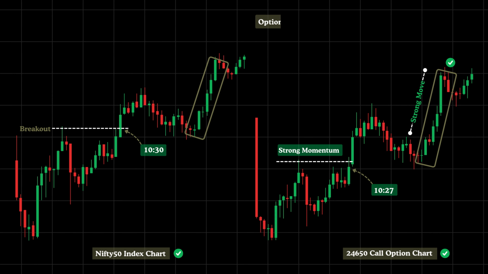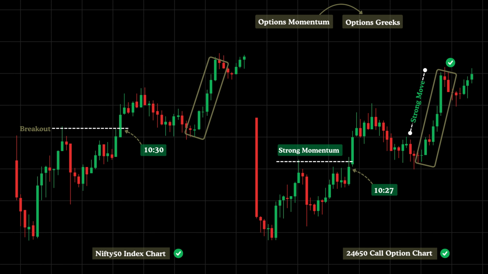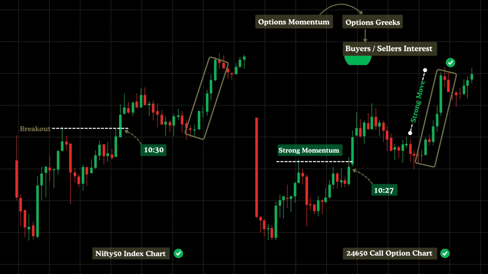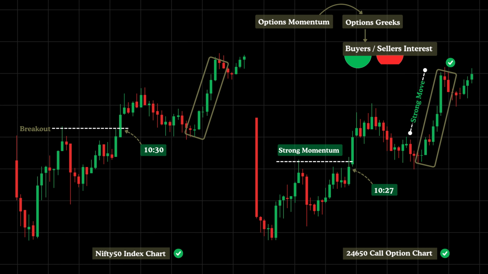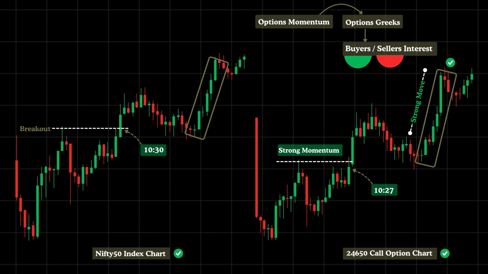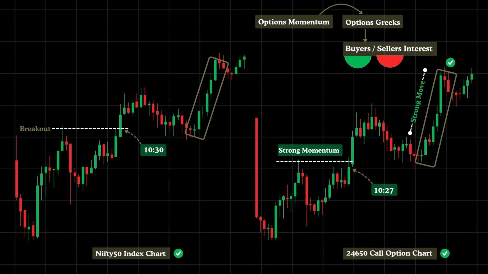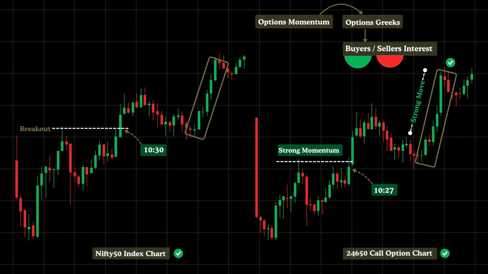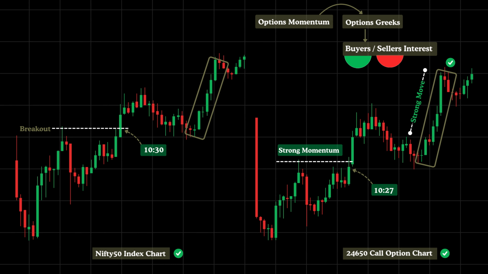The speed of an option's rise depends not only on the Greeks but also on the volume of buyers and sellers trading that strike. More buyers create strong upward pressure, while more sellers create downward pressure. Therefore, before entering any option trade, whether buying or selling, always check if the premium is moving in sync with the index price by comparing both the index chart and the option premium chart simultaneously.